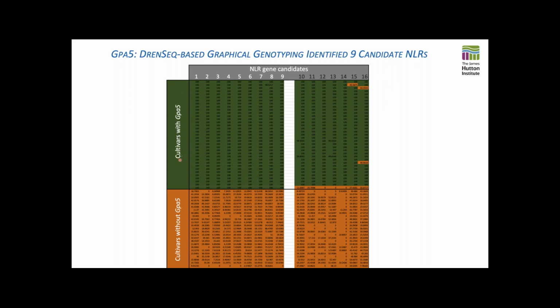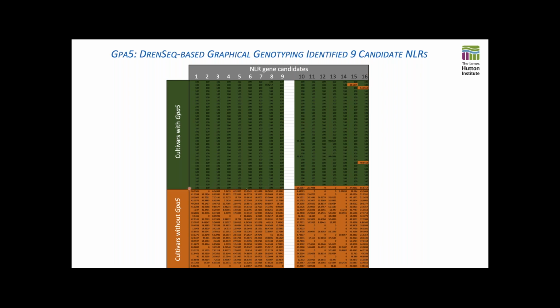Cultivars that have GPA5, shown here in green, they typically have 100% coverage of these candidates. Cultivars that do not have GPA5 and that are susceptible, they typically have very little coverage of these candidate genes. And what is interesting is, when we look at these 16 genes here, we can rule out the bulk of the genes on this side here because of a beautiful recombination event here that basically rules them out.